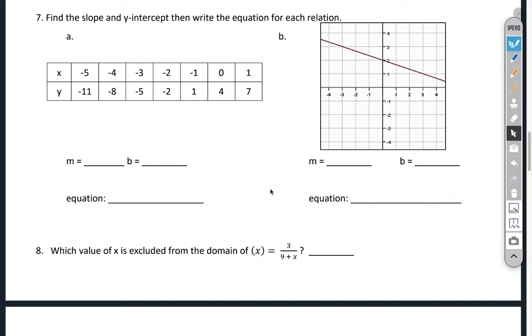All right, number 7. Find the slope and y-intercept and then write the equation for each relation. So we've kind of already done this. We need to find our slope of a. So we're going to do that by subtracting up. So 7 minus 4, 3. 4 minus 1, 3. 1 minus negative 2, 3. Negative 2 minus negative 5, 3. And so on and so forth. So this side is 3. And then on this side, we've got negative 5, negative 4, negative 3, negative 2, negative 1, 0, 1. So we can tell that this is being changed by 1.